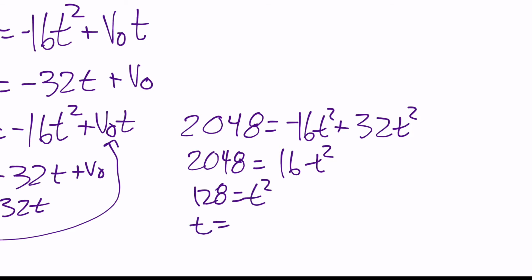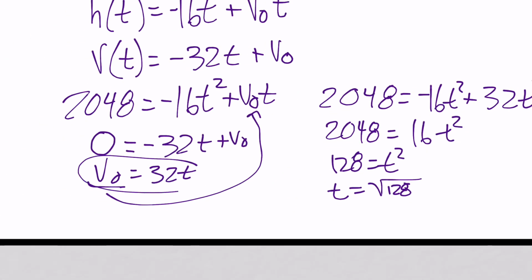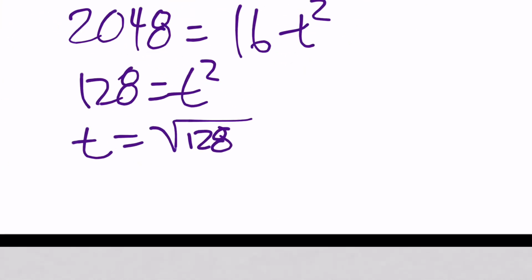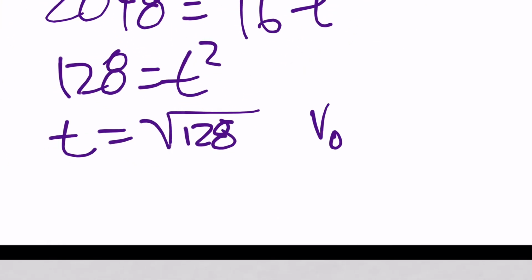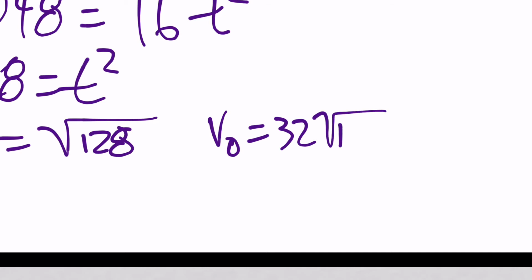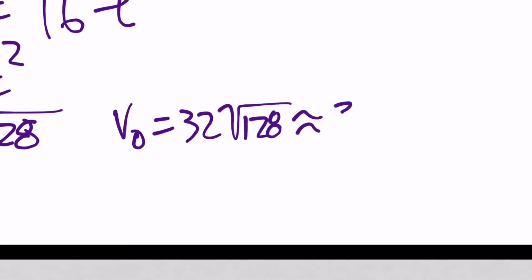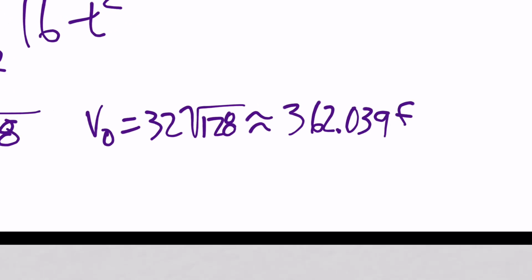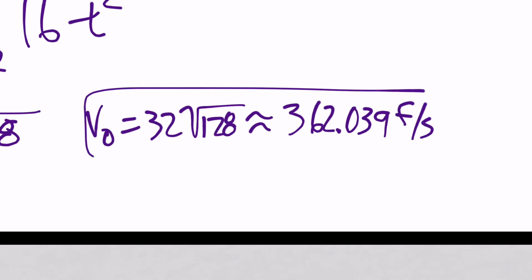So t will equal the square root of 128. So if we want our velocity, we need to multiply that by 32. That's what that says. Initial velocity is 32 times this t value. So v naught has to equal 32 times the square root of 128. So crunch that number, get an approximate value for it. So that approximate value is 362.039 feet per second. So there's the answer to A.